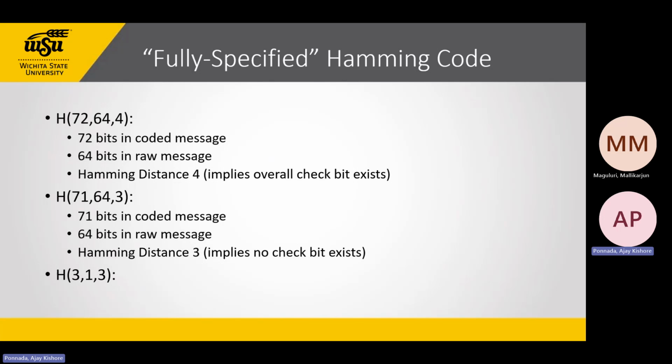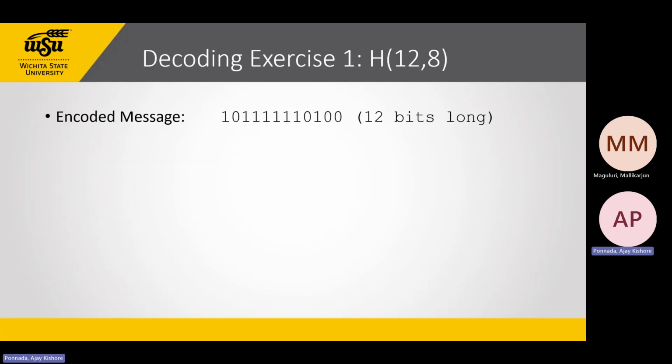Fully specified Hamming code (72,64,4): 72 bits of encoded message, 64 bits of raw message. We're sending 64 bits of message and we have 72 bits of encoded message. Hamming distance 4 means the overall check bit exists. For (71,64,3), 71 bits of coded message, 64 raw message bits, Hamming distance 3 implies no overall check bit exists. And yes, so the decoding exercise is 12.8.